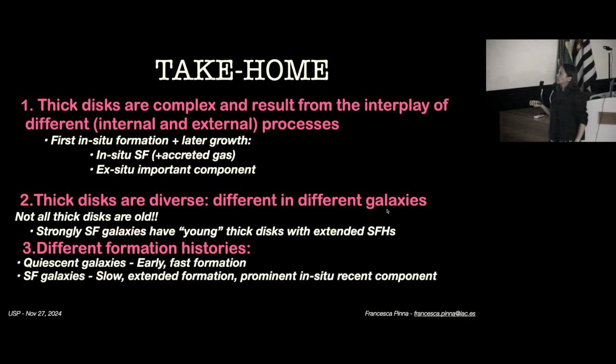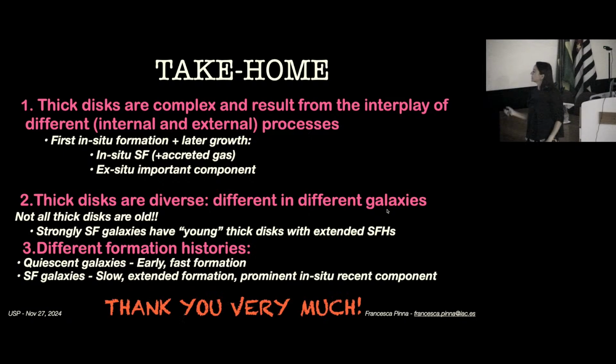In observations in particular, we have seen that thick disks are diverse. There is some diversity in the stellar population properties. They don't have to be necessarily very old. There are some relatively young thick disks, and this variety of properties suggests different formation histories: with more quiescent galaxies, the results suggest a fast formation at early times, but with more star-forming galaxies, suggesting a slow, extended formation across time. And this is all. Thank you very much.